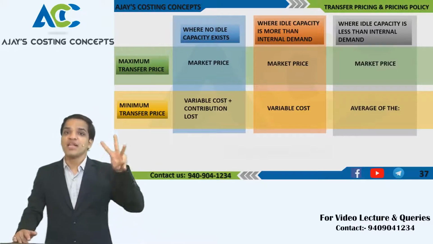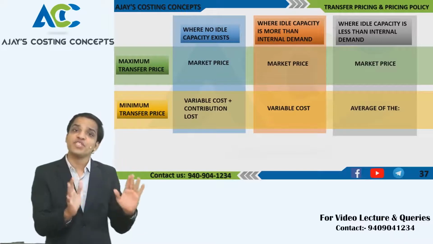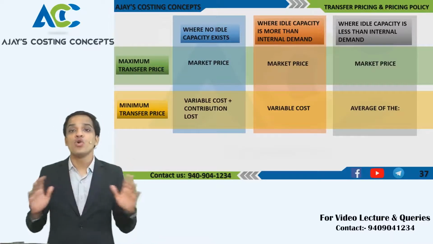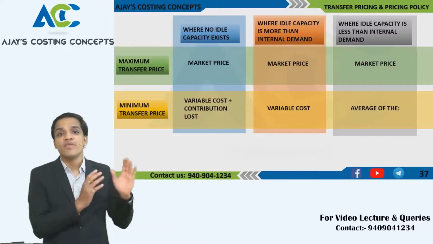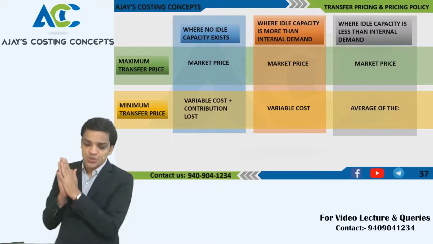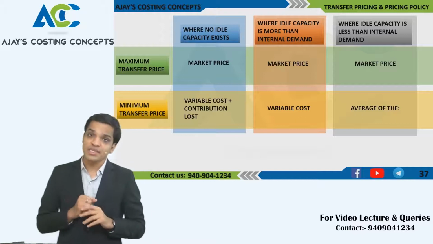For the minimum price, there are three situations you should understand. Do we have sufficient idle capacity? Yes, then variable cost. Do we have idle capacity? No, we do not. Then variable cost plus contribution lost, that is foregone. The third situation is when idle capacity is less than the internal demand. Now, what happens in that case?